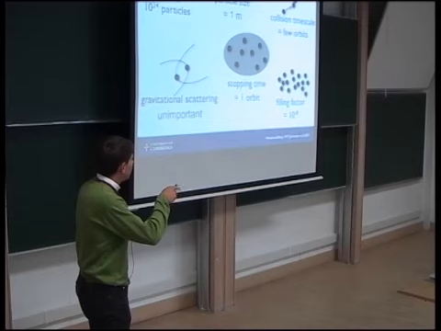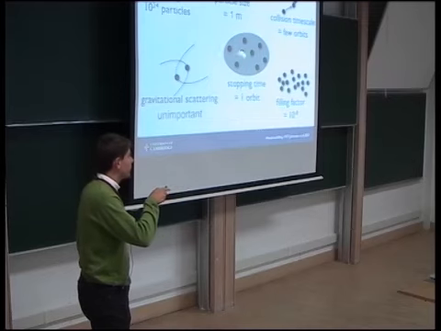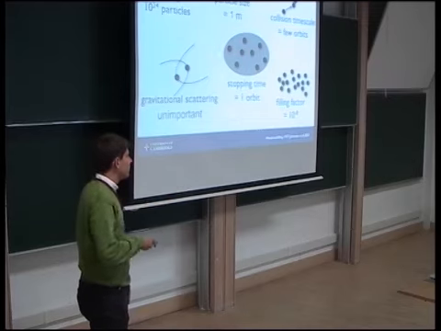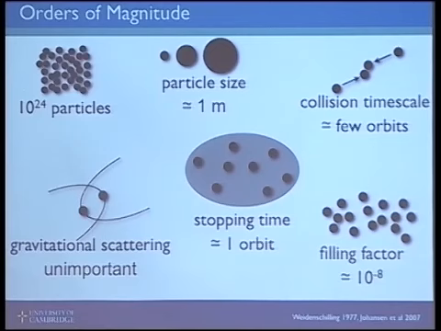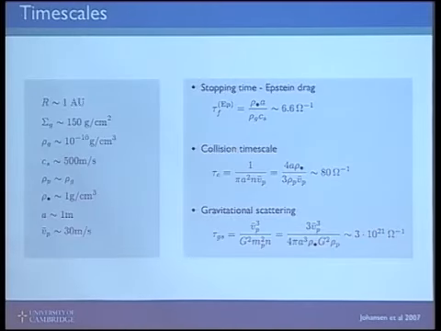Then I'm assuming that the stopping time, so the interaction timescale with the gas disk, is of the order of one orbit, simply in the Epstein drag regime. And I'm also going to assume that the collision timescale will be of the order of a few orbits. So the timescale of two particles interacting with one another physically will be a few orbits. And I'm going to justify this a bit more by putting in some real numbers and calculating the timescales.